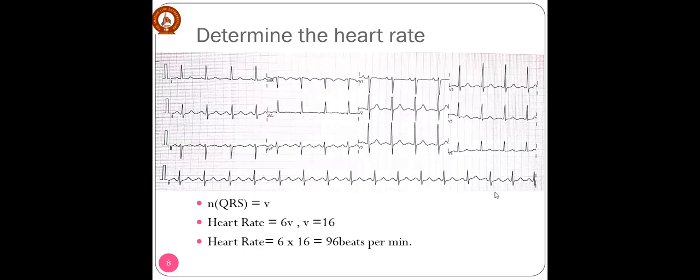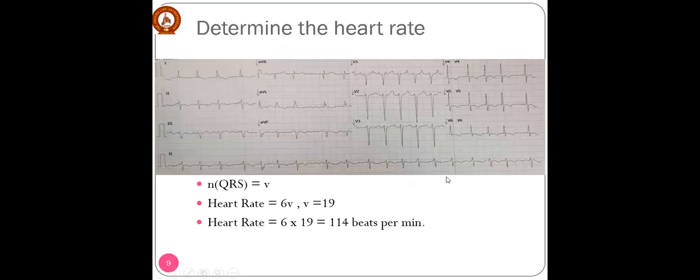So first we consider under this non-redeem strip is this ECG. The question is determine the heart rate. So what you get, determine what is V. V will be number of QRS complexes within the non-redeem strips. So let's count it. 1, 2, 3, 4, 5, 6, 7, 8, 9, 10, 11, 12, 13, 14, 15, 16. So heart rate will be 6V. So heart rate will be 6 times 16, 96 beats per minute.